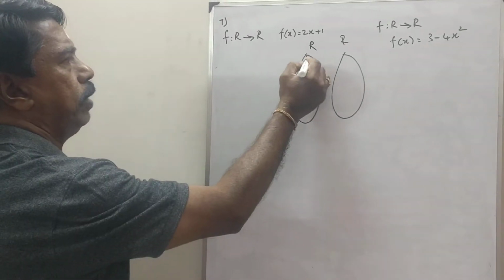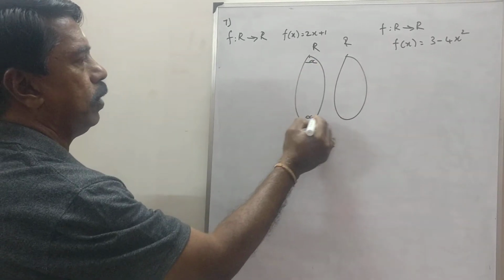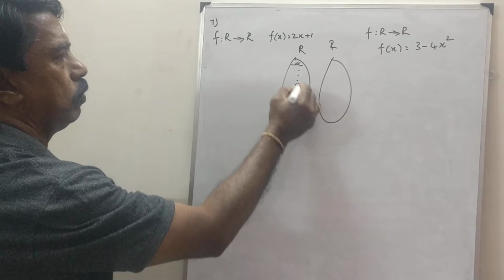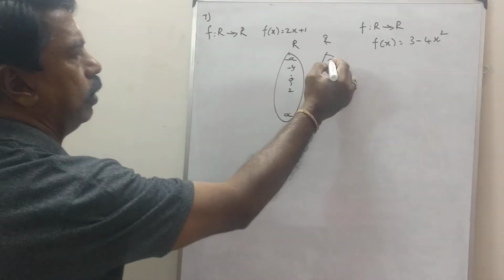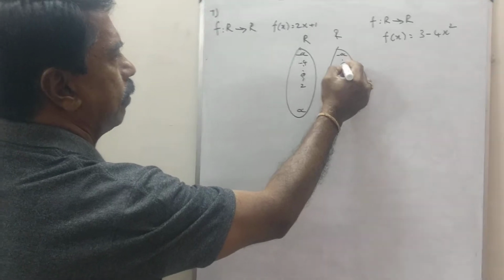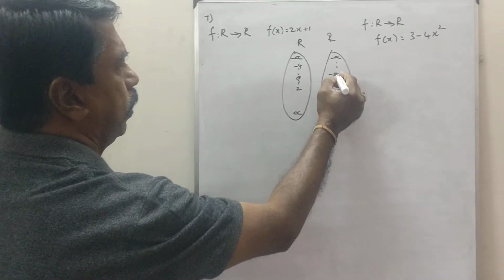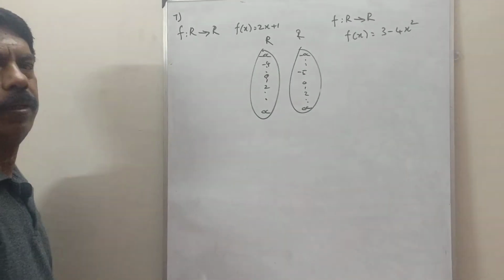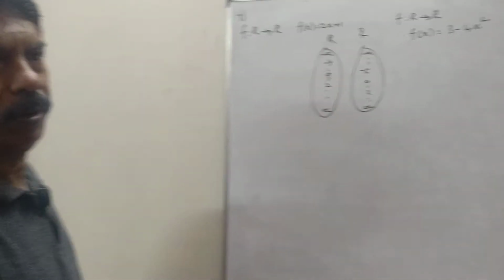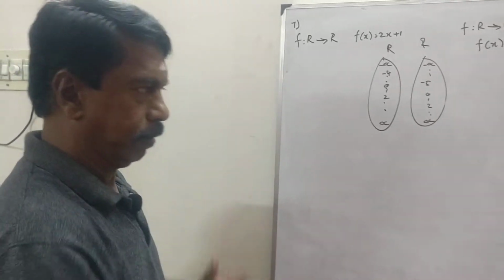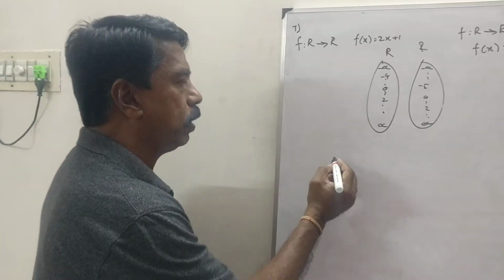It is from minus infinity to plus infinity, including all elements 0, 1, 2, minus 4, etc. Here also minus infinity to plus infinity, 5, minus 5, 0, 1, 2, etc., which contains all the numbers. Remember, R is the real numbers, which is the superset. I hope you all remember.